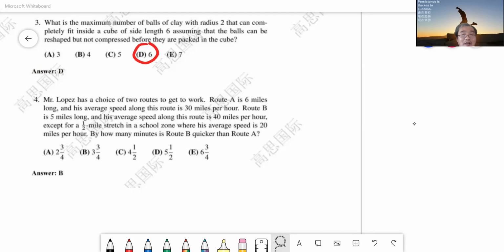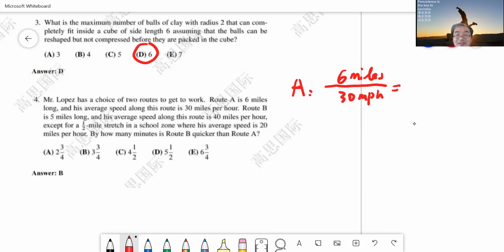So basically we need to find the time taken on route A, then find the time taken on route B, right? Then we just do the difference. Let's just quickly find this. For route A, the total distance is 6 miles. The speed is 30. So we just find the time by dividing by 30 miles per hour. So now you can see the answer is 1/5 hour. To find it in minutes, we just multiply by 60. So 1/5 times 60, the minutes are going to be 12 minutes.